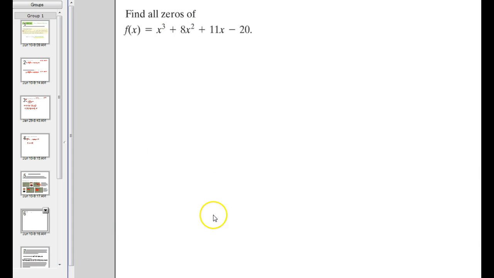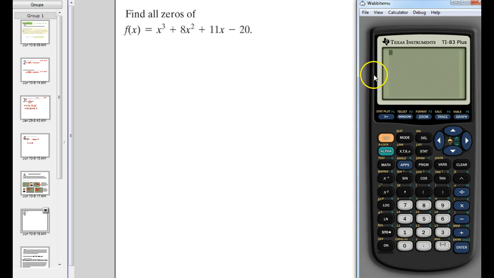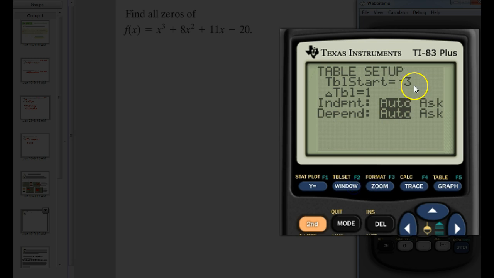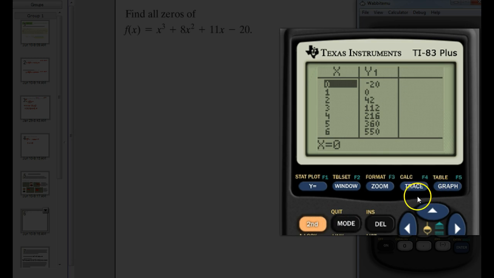Alright, let's practice another one here. I'm going to plug this into the y equals. Alright, so there's the function plugged in. I'm going to go to second table set. Okay, I'm just going to leave it. I usually make this start at 0, but I'm going to leave it auto this time, and then second graph or table. Then I'm looking for zeros in this column. So there's a 0, so I know 1 is a 0.